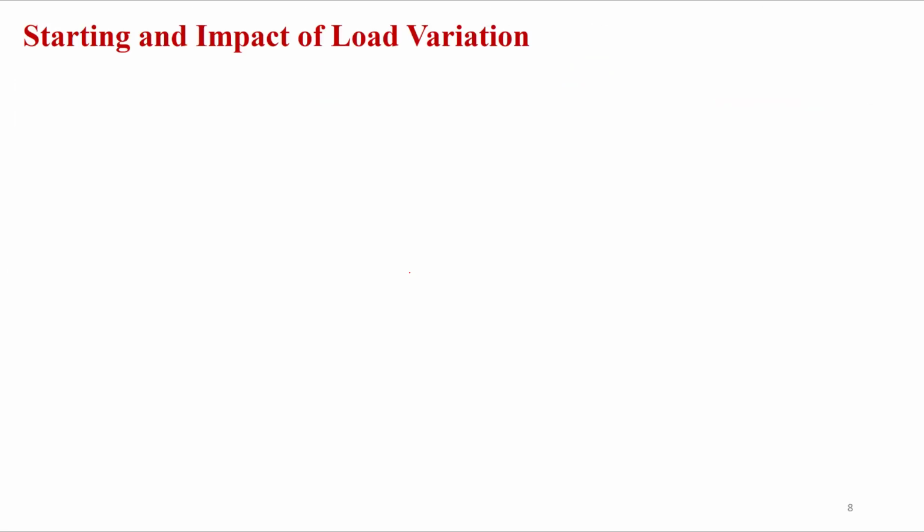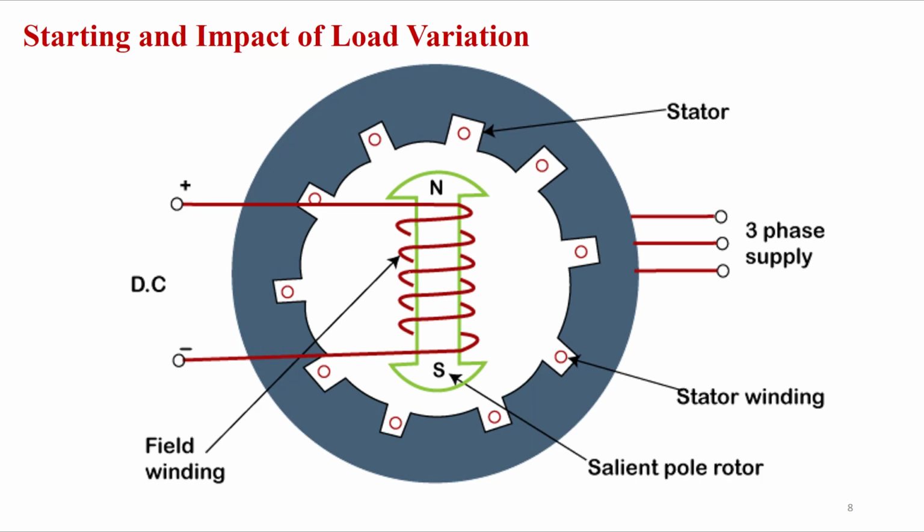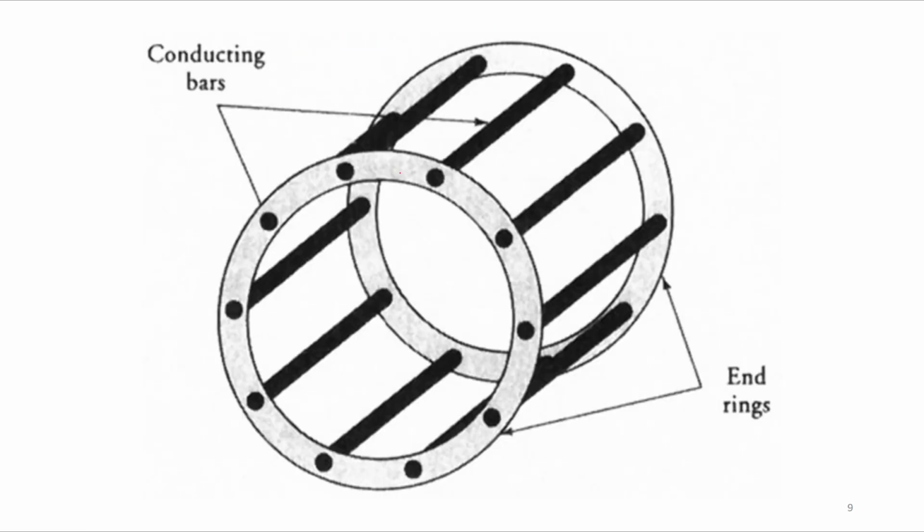Now we will see starting and the impact of load variation. So on the rotor surface we put the damper winding, or the compensating winding. These are the windings I put on the surface of the rotor. These conductors put on the surface of the rotor will form the squirrel cage like this. You can see here, these bars will be on the rotor surface, and they will be shorted at both ends, the front end and the back end. And this looks exactly like a cage, a squirrel cage.